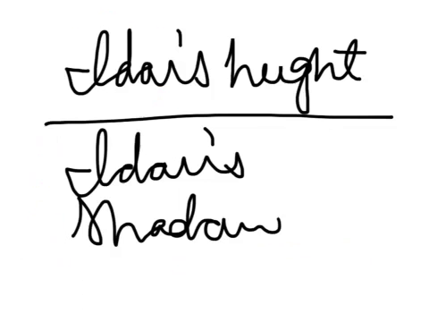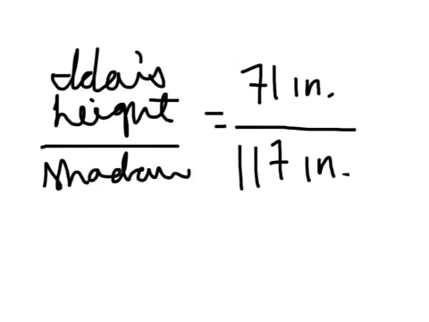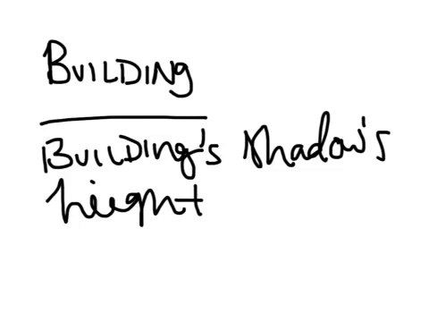To set up the second proportion, we compared Edan's height to the length of Edan's shadow. Edan is 71 inches tall. His shadow is 117 inches long. Then we set up a fraction of the building over the building's shadow's height and compared that to Edan's fraction of his height over his shadow's length.